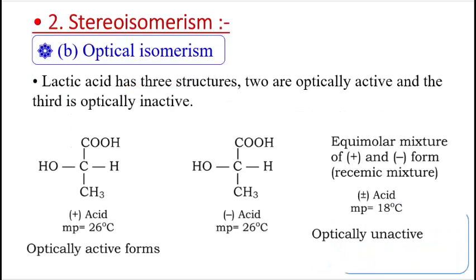Lactic acid has three structures. Two are optically active and the third is optically inactive. Optically active, optically active, optically inactive. Melting point 26 degrees Celsius, melting point 26 degrees Celsius, melting point 80 degrees Celsius.